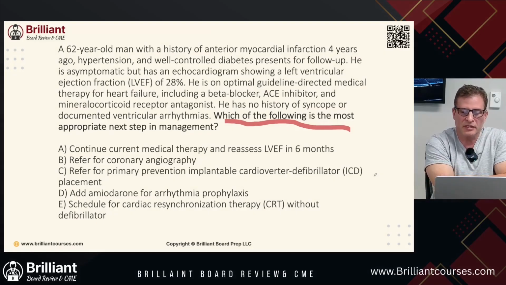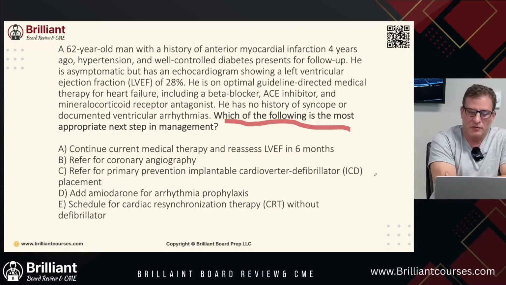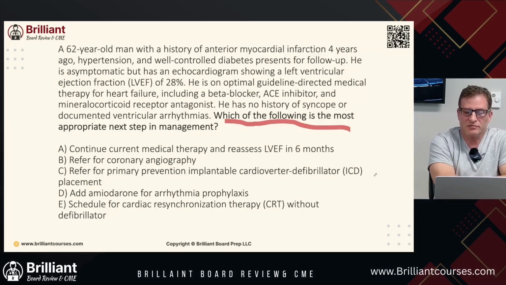A 62-year-old man with history of anterior myocardial infarction 6 years ago, hypertension and well-controlled diabetes. So looks like he's doing okay. He had a heart attack, he has hypertension, and we don't know if it's controlled or not. And he has well-controlled diabetes for follow-up. He's asymptomatic, but his echocardiogram shows a left ventricle ejection fraction of 28%. He's on optimal guideline-directed medical therapy for heart failure.